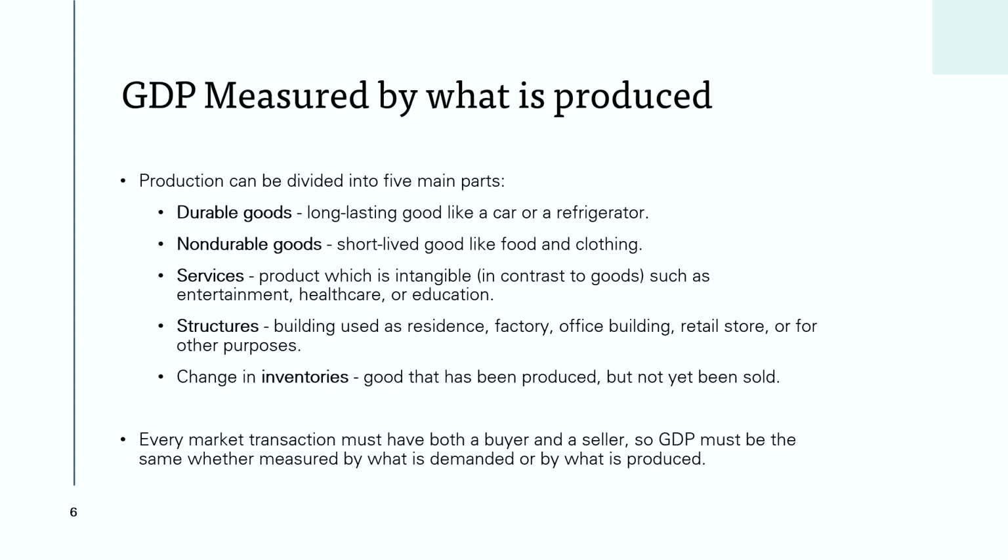Durable goods are long-lasting items like cars and appliances. Non-durable goods are short-lived items like food and clothing. Services include activities such as healthcare, education, and entertainment. Structures include buildings like houses, offices, and factories. Inventories include goods that have been produced but not yet sold.